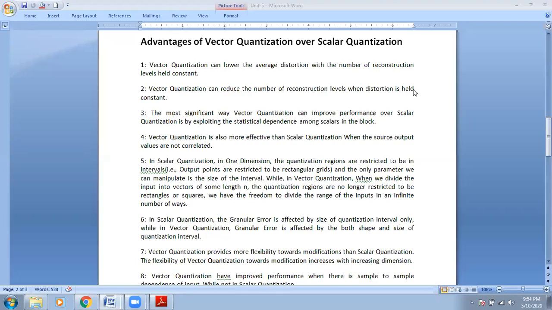Vector quantization provides more flexibility toward modifications than scalar quantization. The flexibility of vector quantization toward modification increases with increasing dimension.